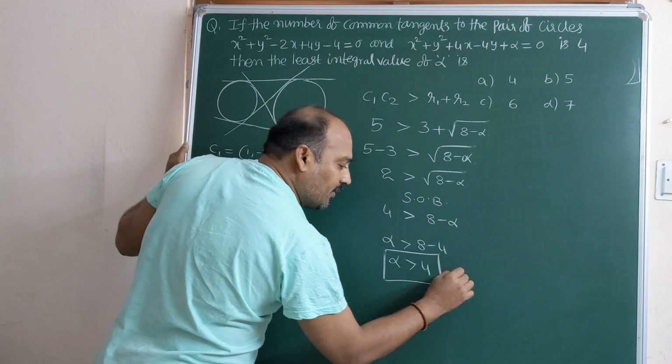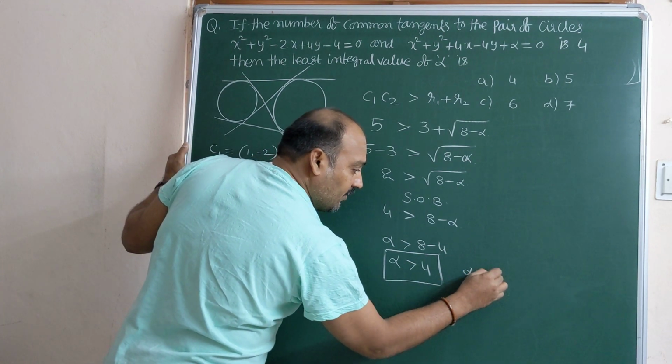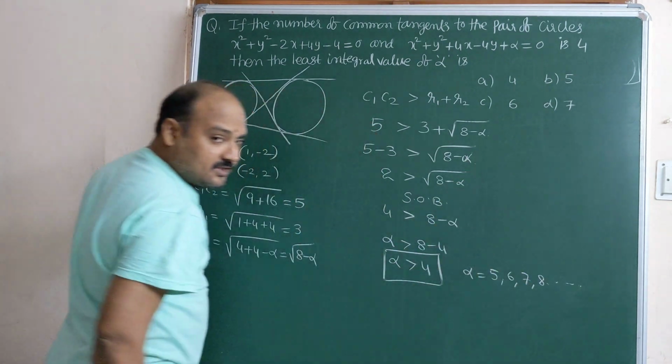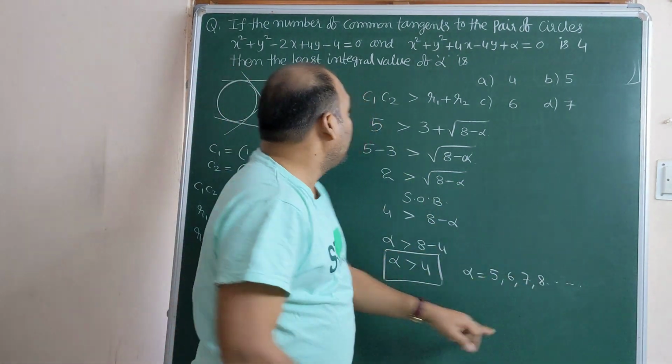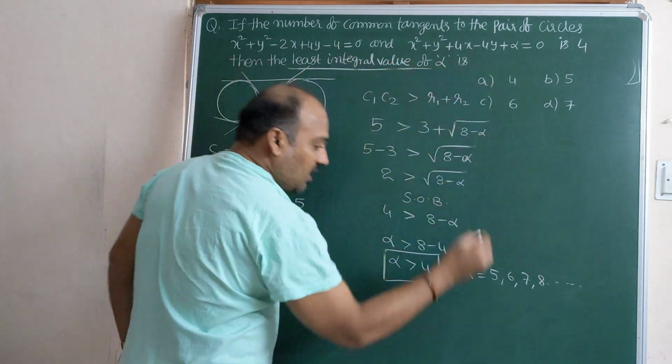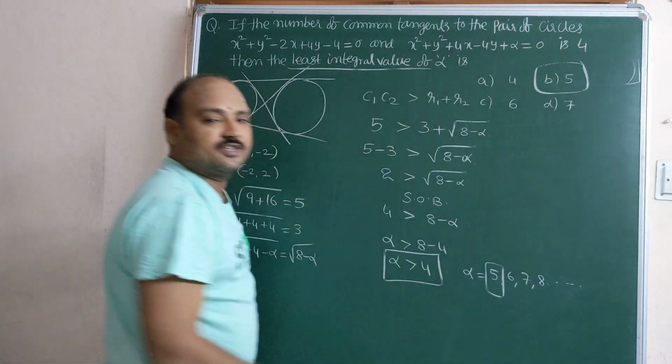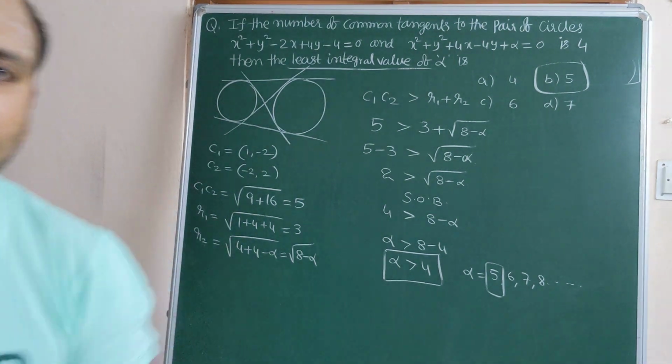Alpha is greater than 4 means what? Alpha value may be 5, 6, 7, 8, 9 and so on. Among these, what is the least integral value? 5. So 5 is the right answer, dear students. We'll move on to the next question.